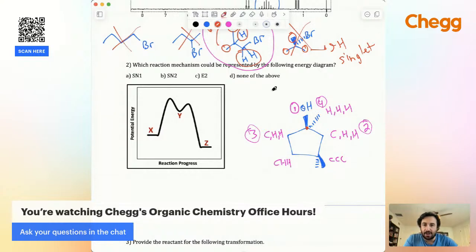And so luckily the lowest priority group is facing away from us. Priority 4 is that methyl, so it is facing away. And so we are already in the privileged position to assign R and S. With the lowest priority group away, we trace from 1 to 2 to 3, and we're going around clockwise. So that is R. So we were right.